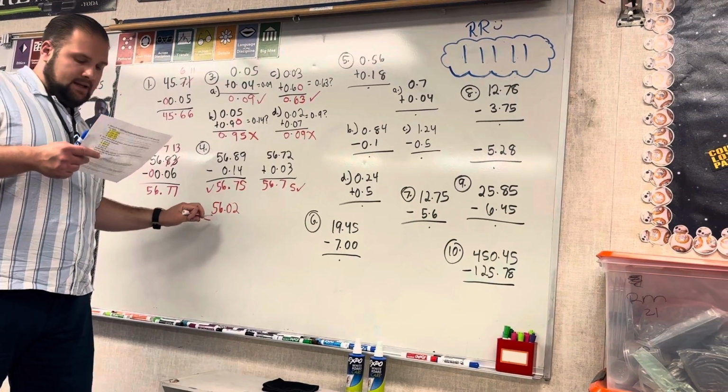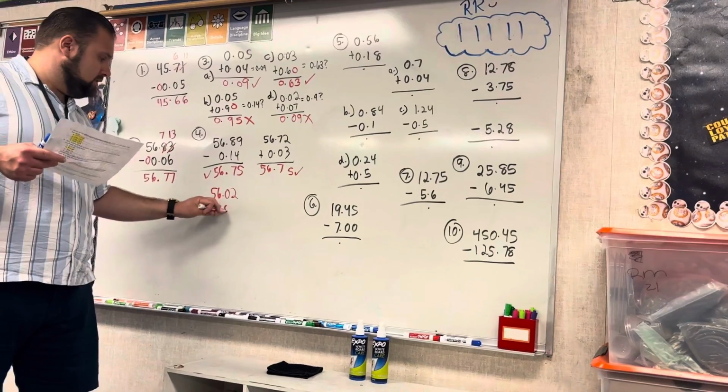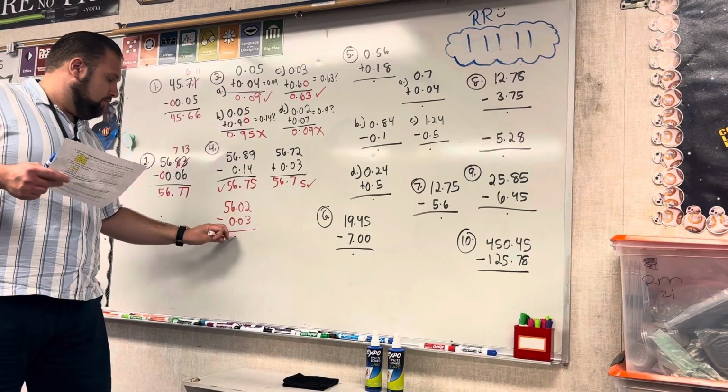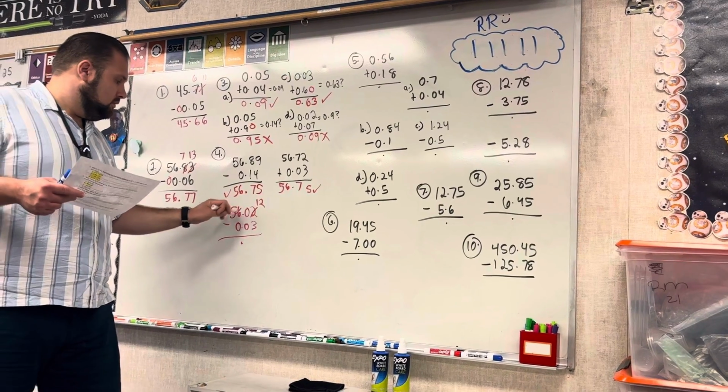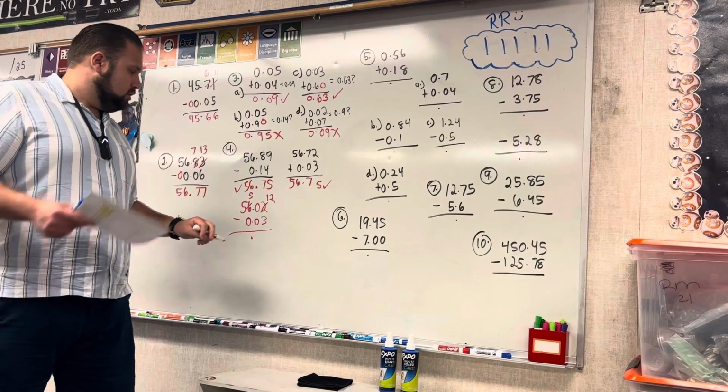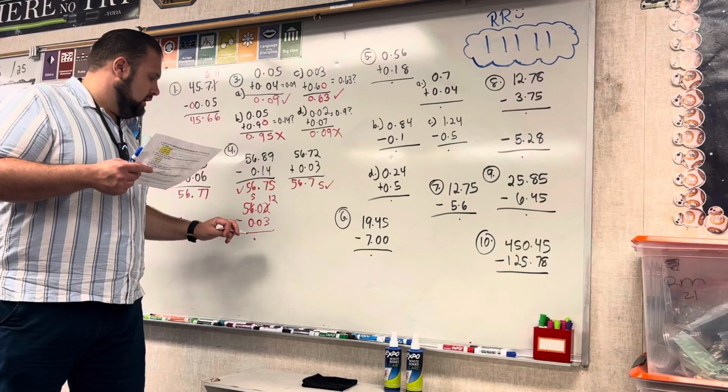For C, 56.02 minus 0.03. Okay? You have to regroup here. 12 minus 3 is 9.